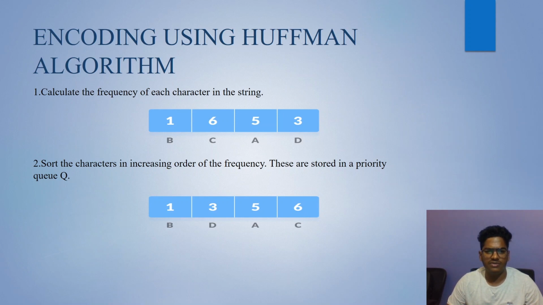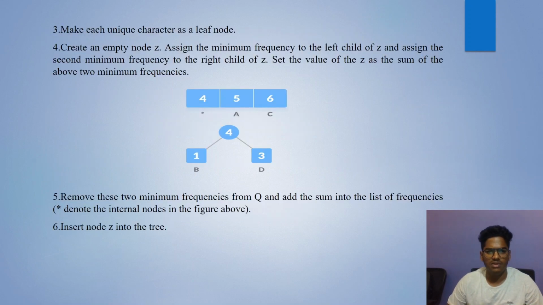So the encoding using Huffman algorithm. To calculate the frequency of each character in the string, such as 1, 6, 5, and 3 assigned to B, C, A and D respectively. So first, we sort the characters in increasing order of their frequency, which are stored in a priority queue, such as 1, 3, 5, 6, which corresponds to B, D, A, C. So make each unique character as a leaf node. Create an empty node Z, assign the minimum frequency to the left child of Z, and assign the second minimum frequency to the right child of Z.